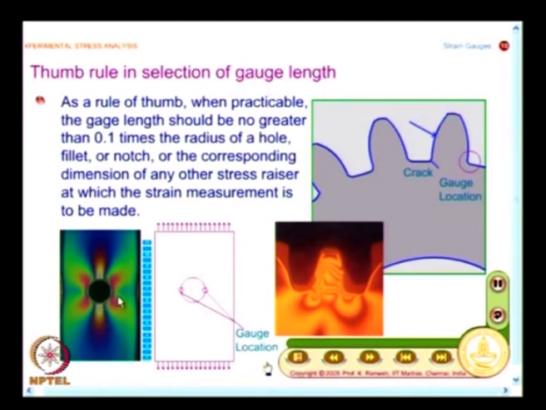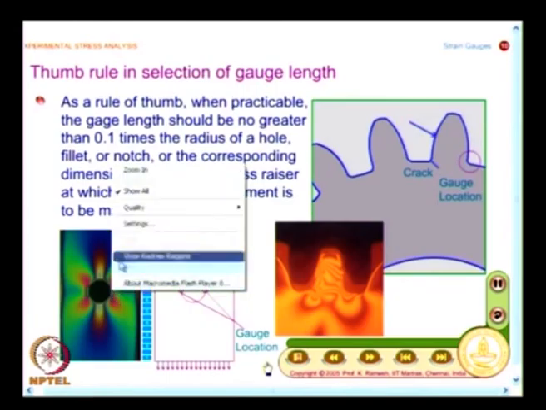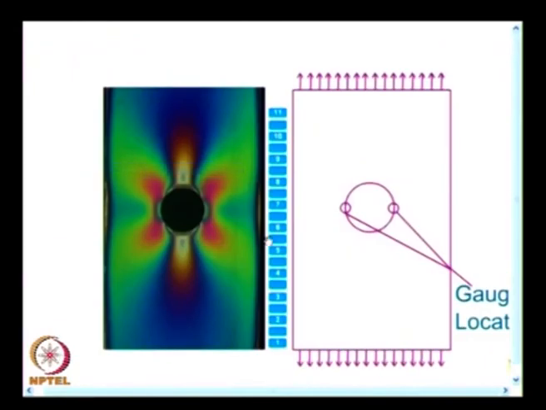And this is another example which you all know. You have done how to find out stress concentration factor by photoelastic analysis. You simply measure the maximum fringe order at the boundary of the hole, find out the average fringe order, take the ratio, you get the stress concentration. Suppose I want to use a strain gauge, then what happens?